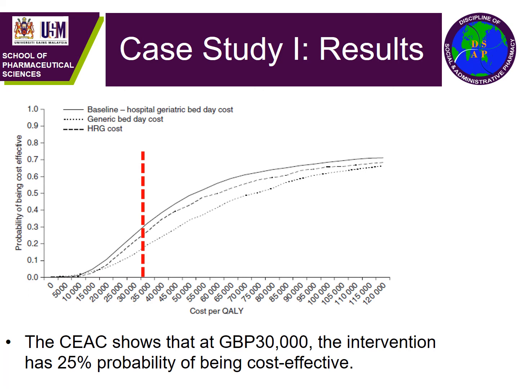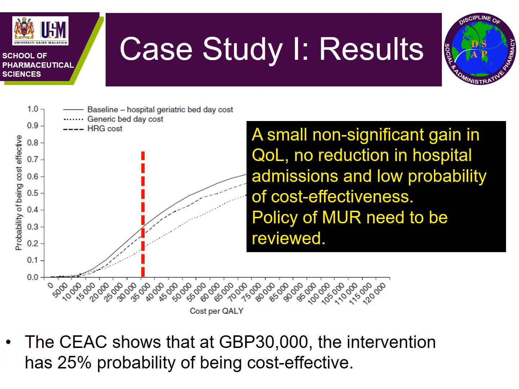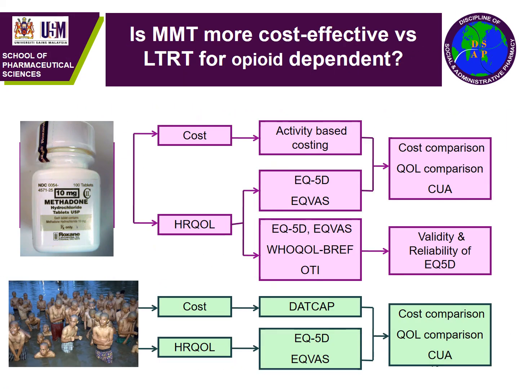This 25% probability is quite low, and because of this, at that point in time, the paper concluded that home-based medication review is not a cost-effective service. Even though it's good, it's not cost-effective because there's only a small, non-significant gain in quality of life. There's no reduction in hospital admissions, and it also has a low probability of cost effectiveness. They suggest that the policy of home-based medication review needs to be reviewed.